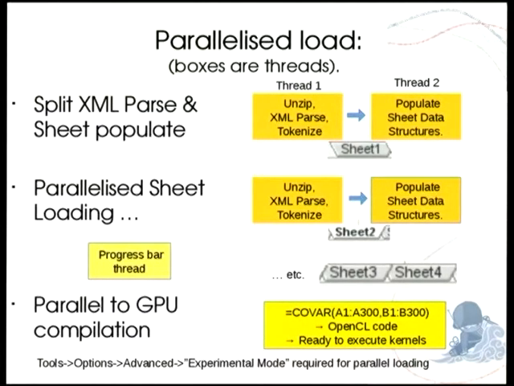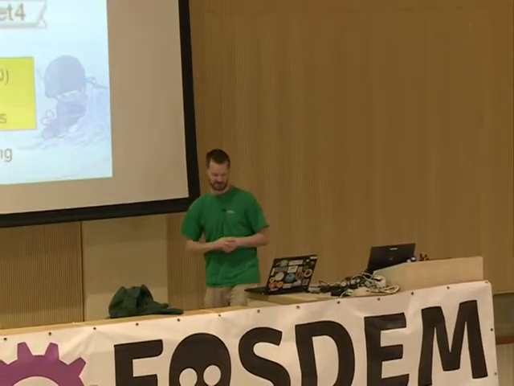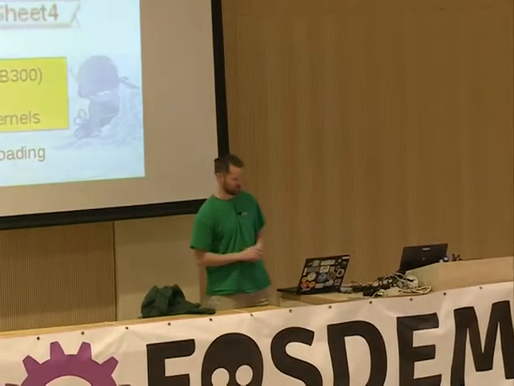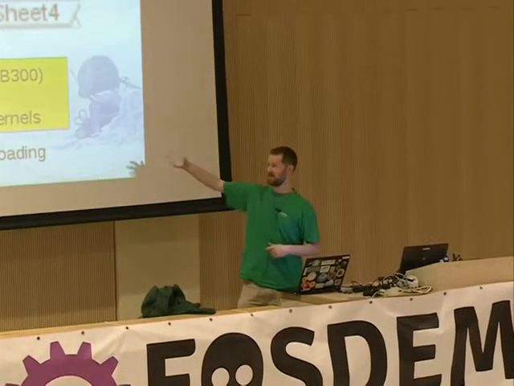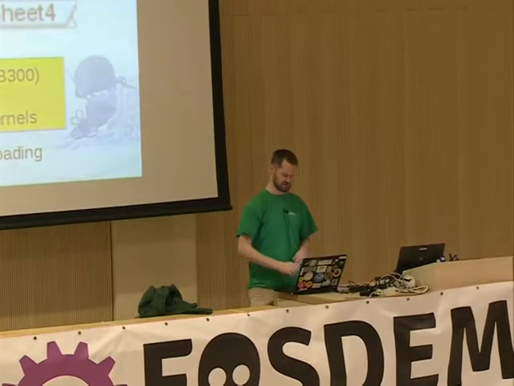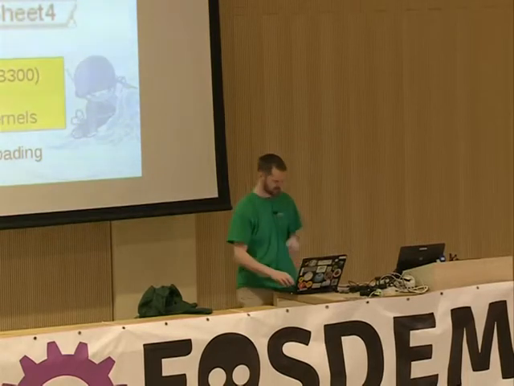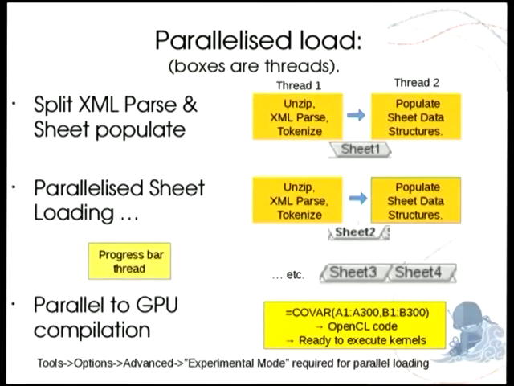And we also have a thread that is there pre-compiling to OpenCL your formulae ahead of time, because the CL compile can take some time, depending on how gratuitously complicated your formula is and how fast your CL implementation is. But that then is happening in the background, ready for when your data is there, so we can execute it as quickly as possible. And you have to turn experimental mode on to get some of the parallelized sheet loading, but the rest is all there in 4.2.